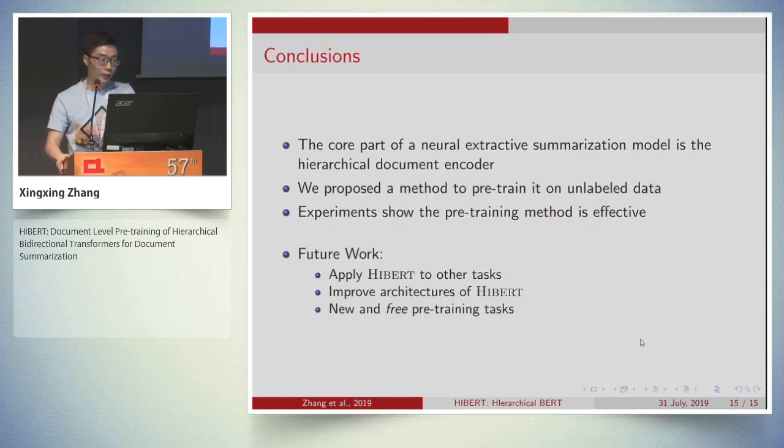Okay, here comes the conclusion. The core part of a neural extractive summarization model is the hierarchical document encoder. We propose a method to pre-train it on unlabeled data and then fine-tune it on the in-domain summarization dataset. Experiments show the pre-training method is effective. In the future, we are interested in applying HIBERT to other tasks that also need document-level representations. We are also interested in improving the architecture of HIBERT and proposing new pre-training tasks.